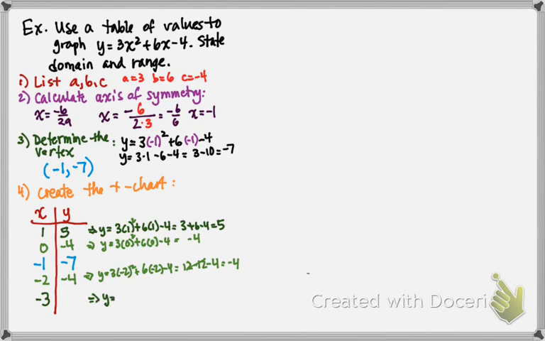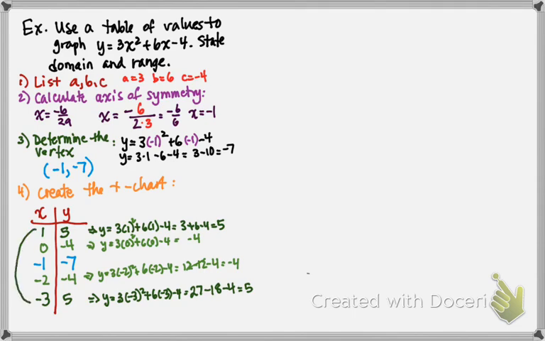So we're going to get y equals 3, and we have negative 3 squared plus 6 times negative 3 minus 4. That's going to give me negative 3 squared is 9. 9 times 3 is 27. And then we have negative 18 minus 4. So that's going to give me a positive 5. So notice what happens.